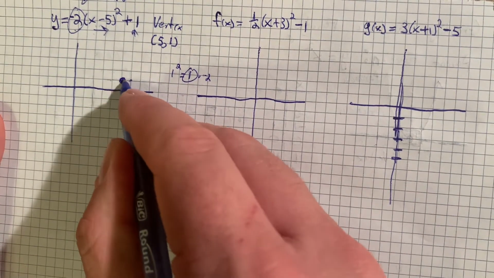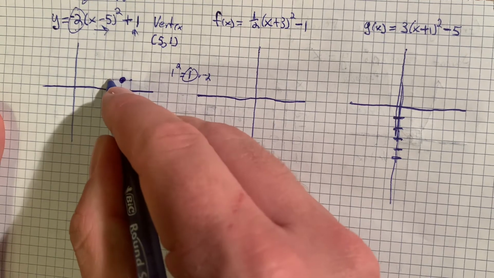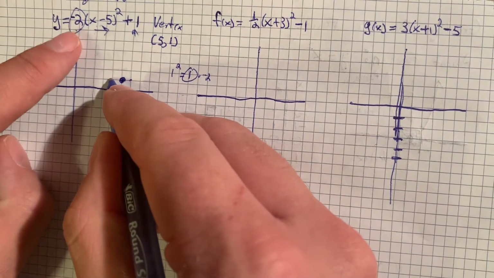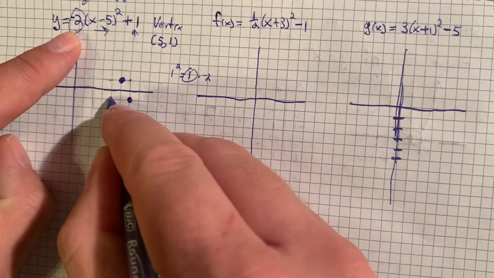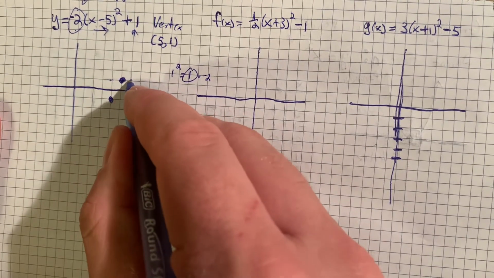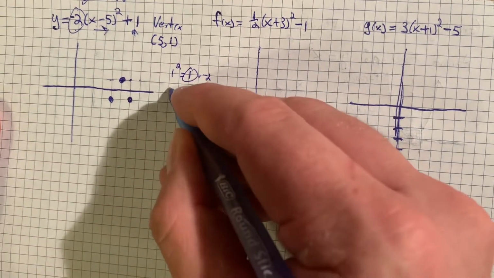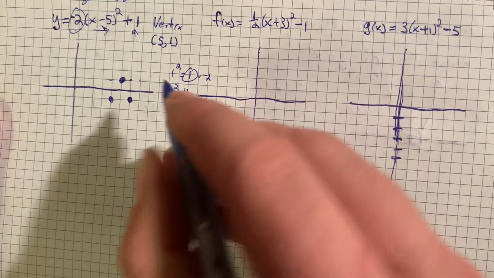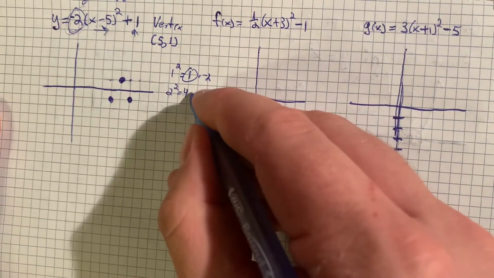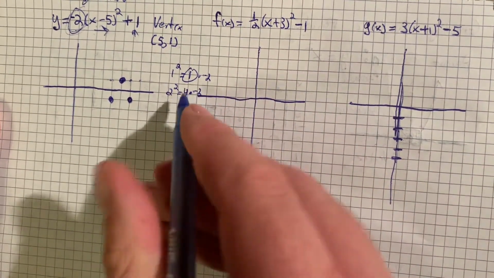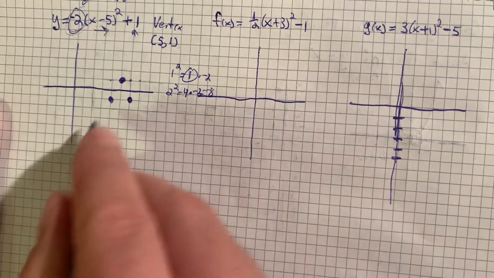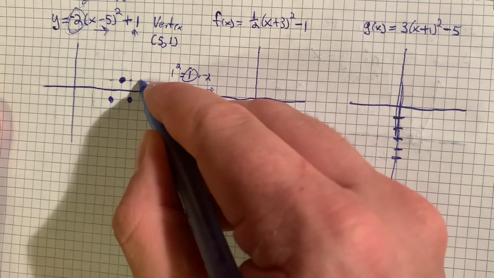Same if I go to the left. -1 times -1, -1 squared is 1, but it gets multiplied by -2. So it goes 2 down. When I go 2 over from the vertex, 2 squared is 4, but that answer gets multiplied by -2. And so it'll be -8. So when I'm 2 to the right, it will go down by 8.